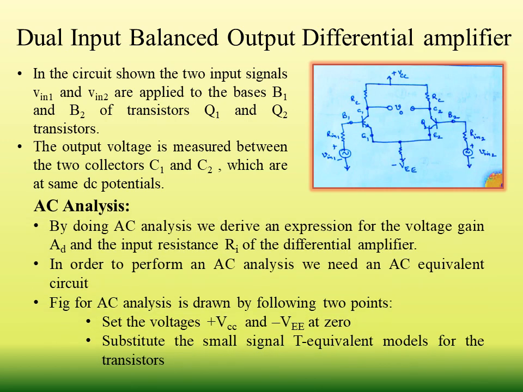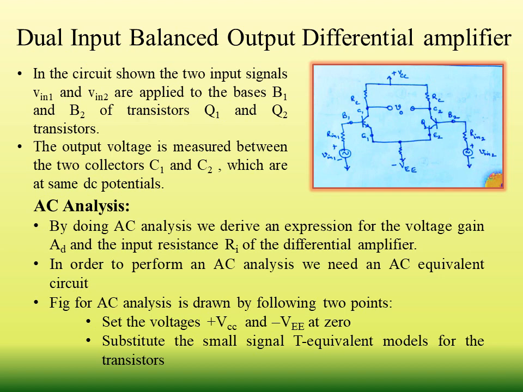Now we wish to carry out the AC analysis of this circuit. Now why is AC analysis carried out? AC analysis helps us to derive an expression for the voltage gain, because this is an amplifier, so we are interested in its voltage gain. So by doing AC analysis we derive an expression for voltage gain, and input resistance can also be calculated, that is of the differential amplifier.